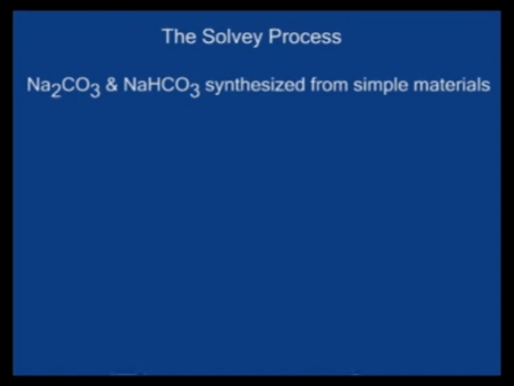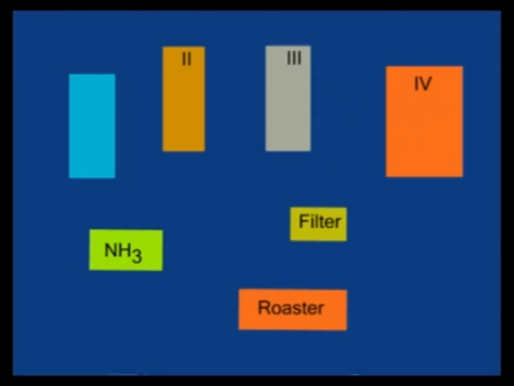The other source of sodium carbonate and sodium hydrogen carbonate is in the Solvay process. Now in this process, sodium carbonate and sodium hydrogen carbonate are manufactured from simple raw materials. Now let's look at the Solvay process. The Solvay process is a complex one involving a series of reactions and processes, but also very economical and very reasonable in energy use.